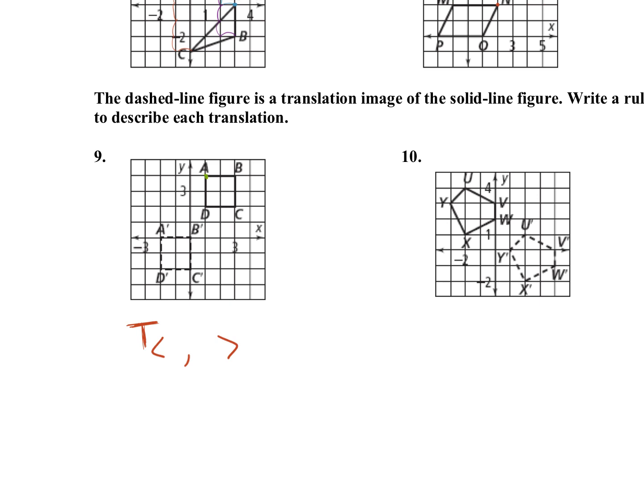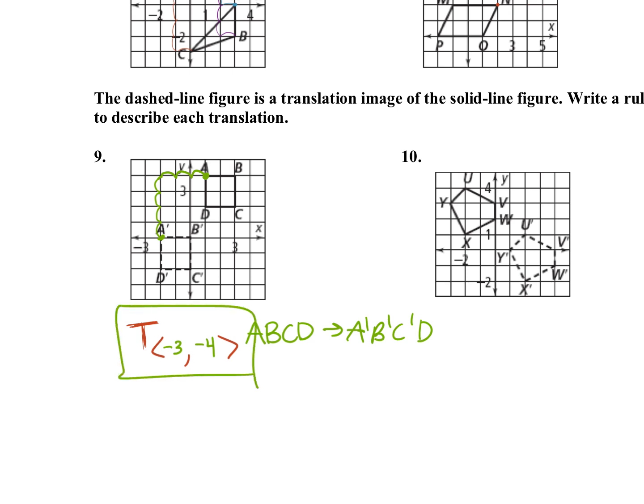A. You get negative 3, negative 4. Okay, so if we start at A, to get to A prime, it's 1, 2, 3 to the left. What is that number? Negative 3. And then it's 1, 2, 3, 4 down. Negative 4. So we would say a translation of negative 3, negative 4 of A, B, C, D maps onto A prime, B prime, C prime, D prime.